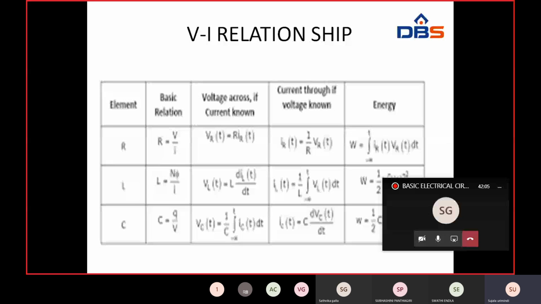Loop means the current starts here and returns back to the same point. Suppose I am showing the current direction here; it starts here and returns to the same point. Then it is called a loop. If another such path is there, that is another loop. Like that, there may be 2 loops, 3 loops, or 4 loops. Here there is only 1 loop.